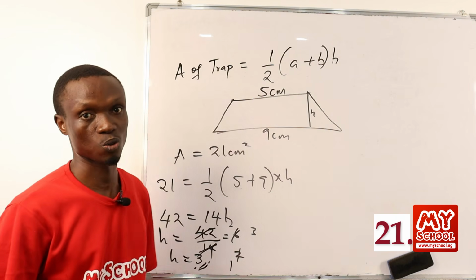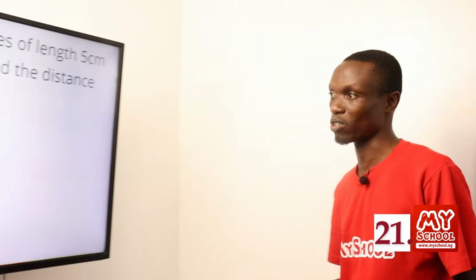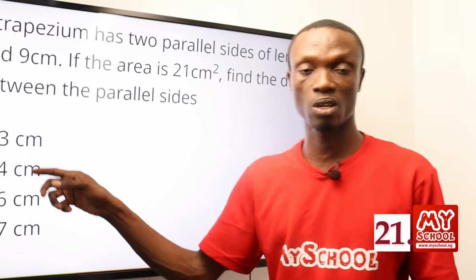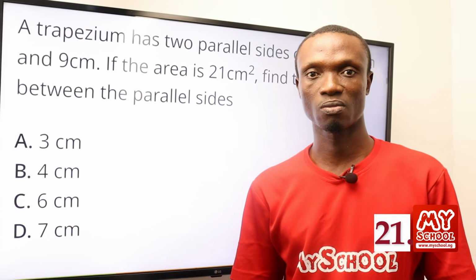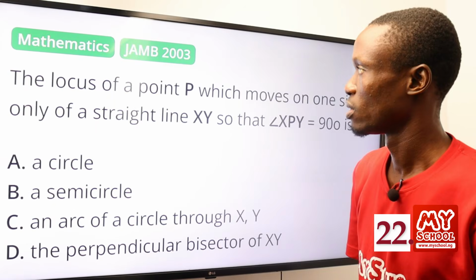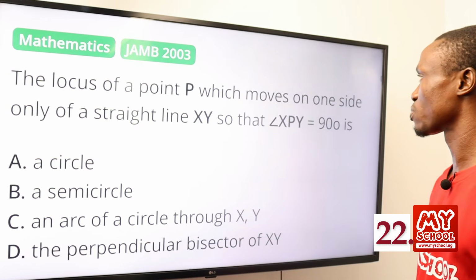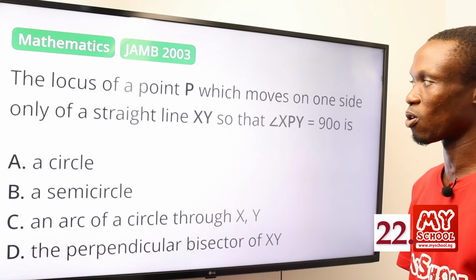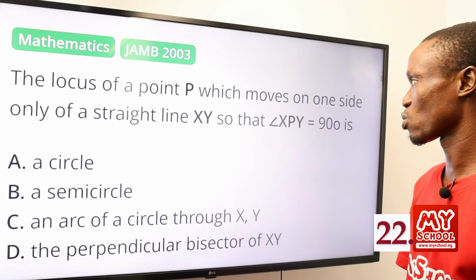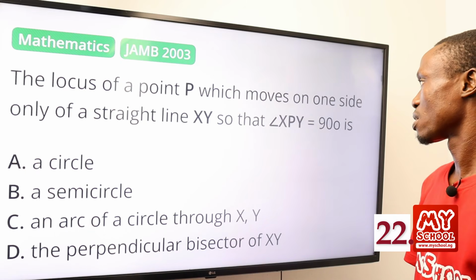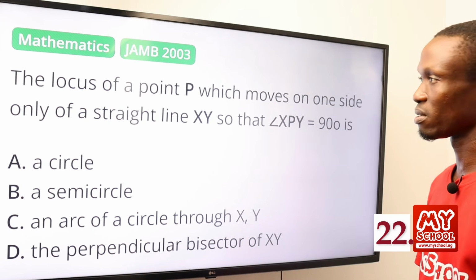Now let's return back to the screen to pick the correct option for this question, and that is option A, 3 centimeters. Question 22. The locus of a point P which moves on one side only of a straight line XY, so that angle XPY is equals to 90 degrees is.